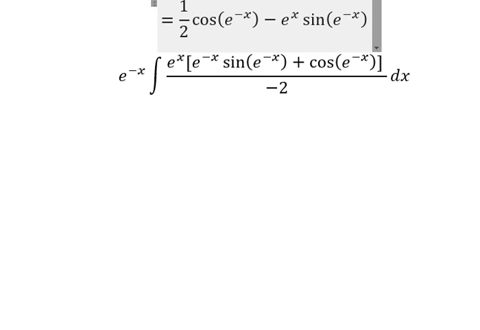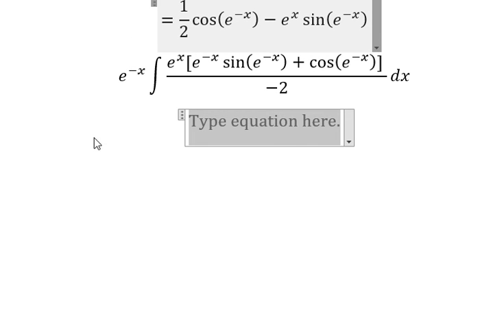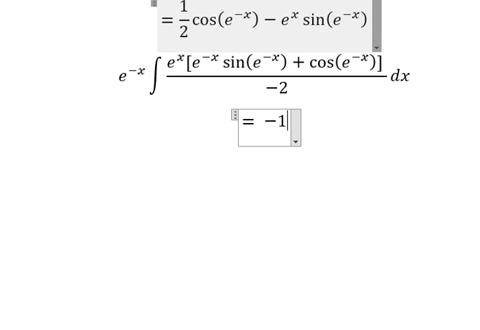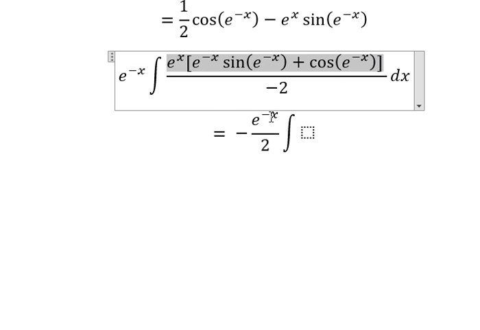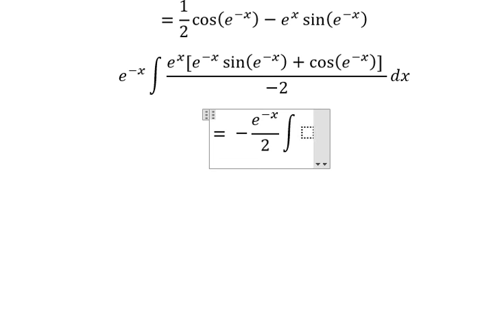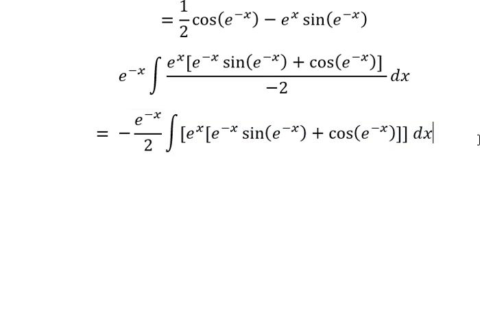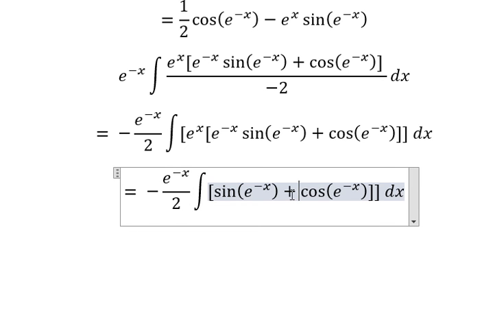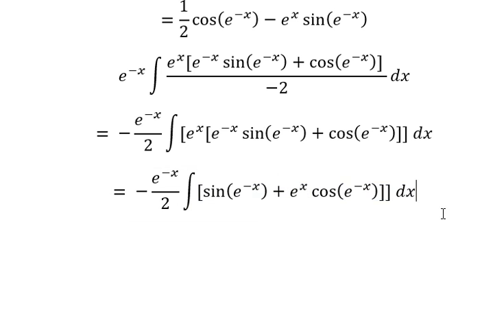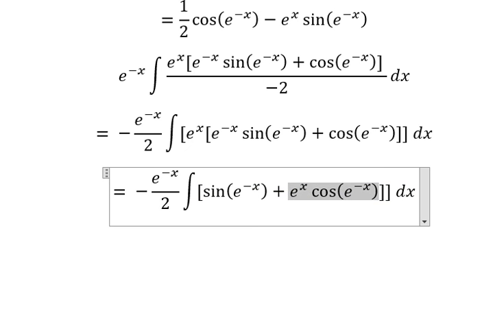So we put negative 2 outside. So we have this integration. So e to the power of s multiplied by this one and this one. So this one I will concentrate on this integration.